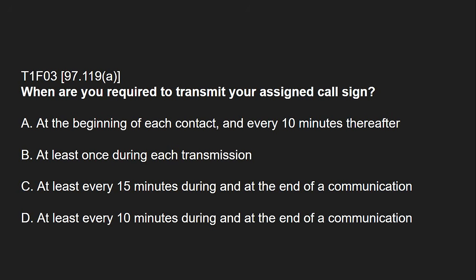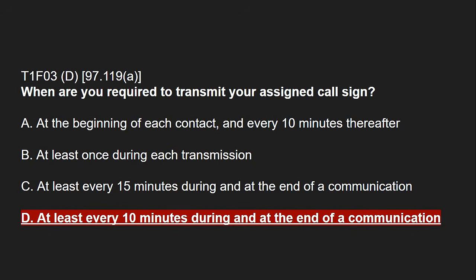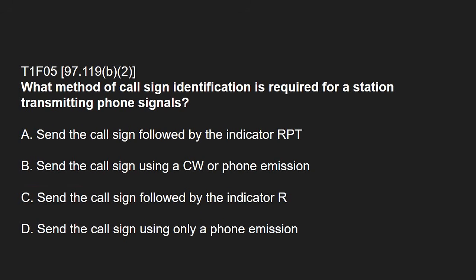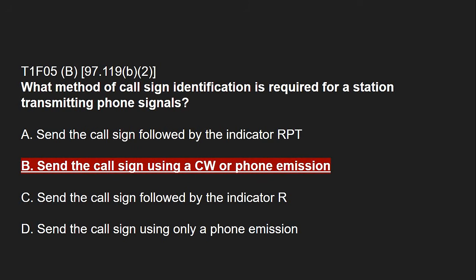T1F03, when are you required to transmit your assigned call sign? That is at least every 10 minutes during and at the end of a communication. T1F04, what language may you use for identification when operating in a phone subband? The answer is English. T1F05, what method of call sign identification is required for a station transmitting phone signals? Send the call sign using CW or phone emission.